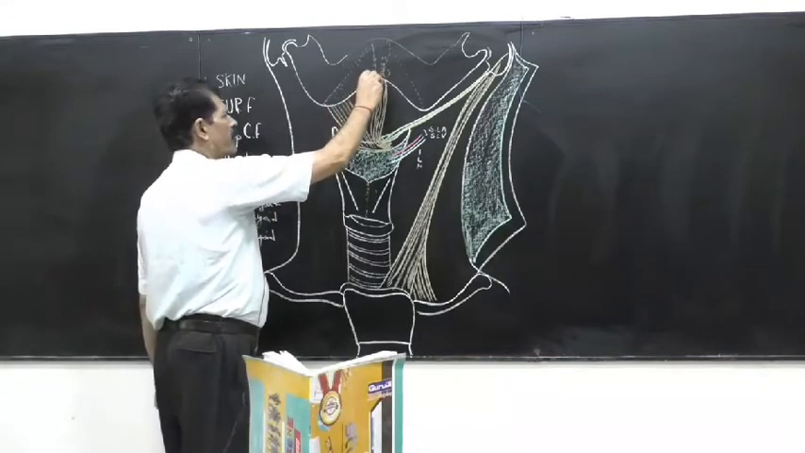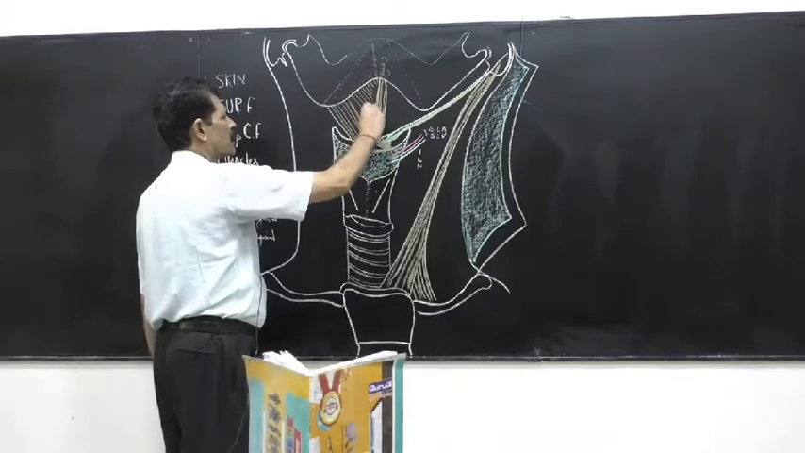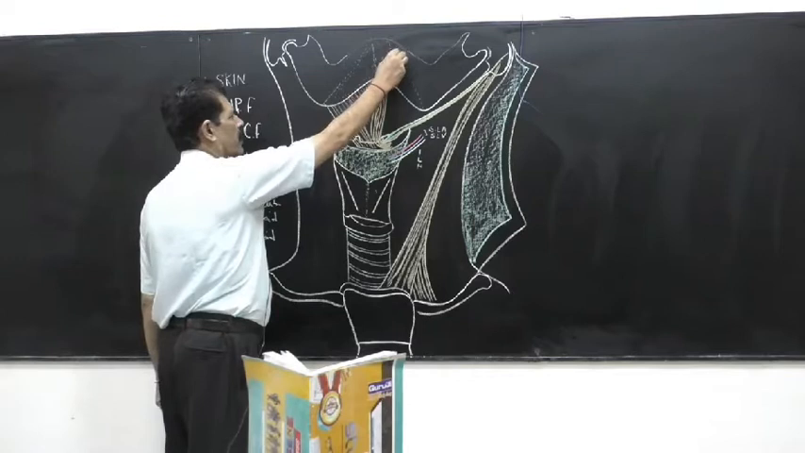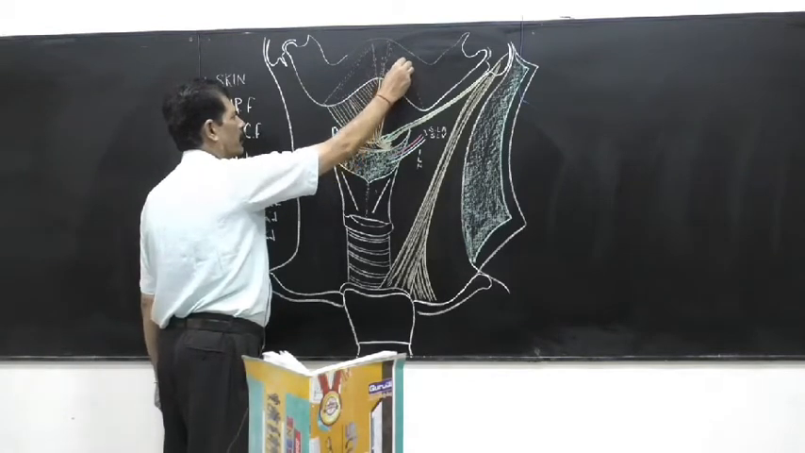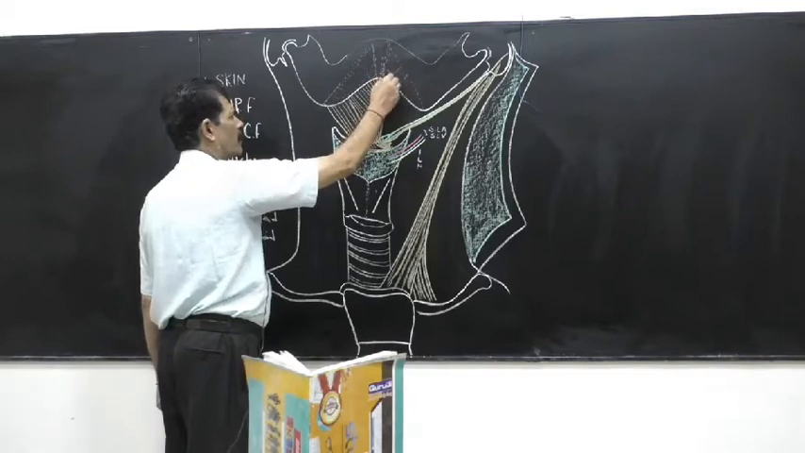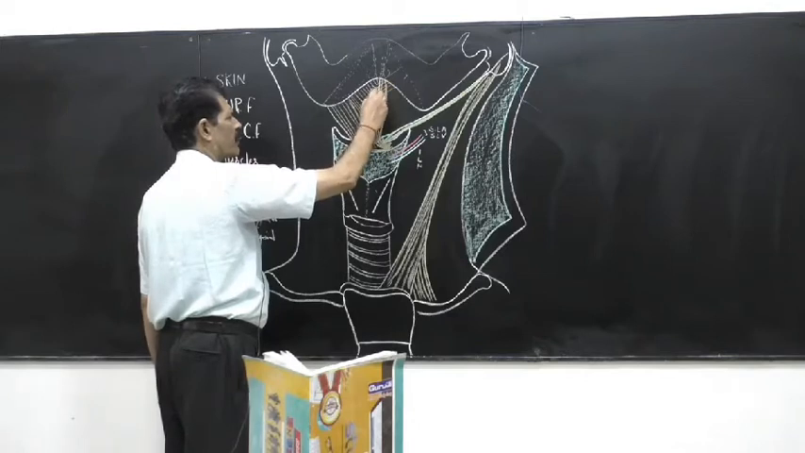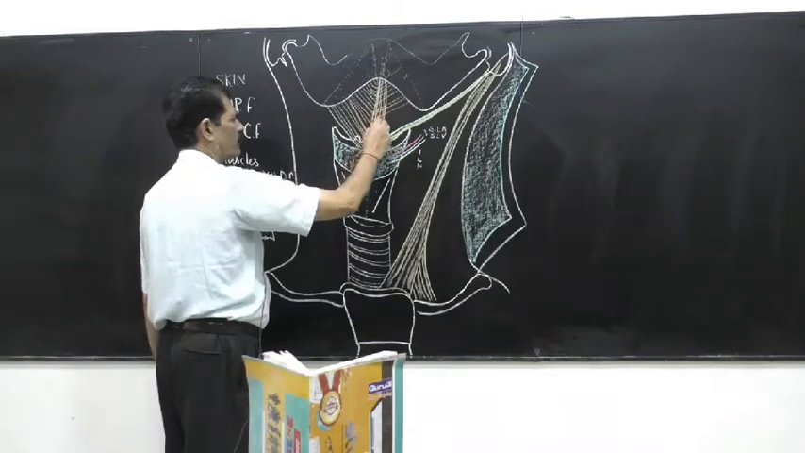So right and left mylohyoid muscles, uppermost, same is from here. They are inserted on one another. Right meets with the left. So they decussate. They cross in the midline. So they are inserted over each other.